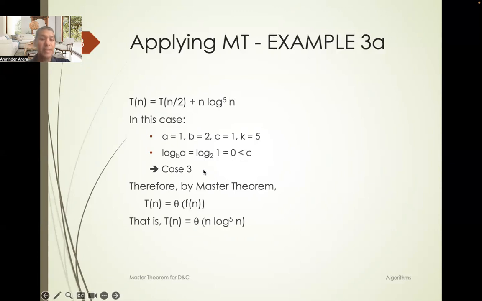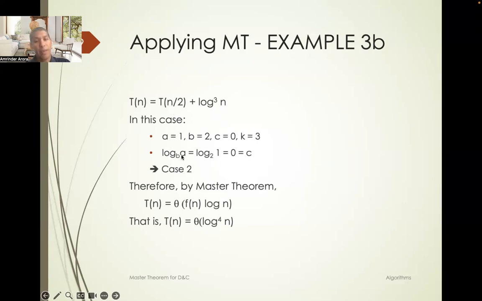So that's less than c, therefore that's case 3. Therefore, T of n is equal to theta f of n, which is just whatever we see on the right-hand side. We change this a little bit. Now we don't have n to the power 1, rather we have n to the power 0.